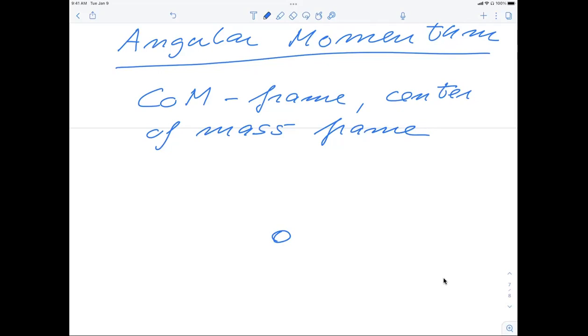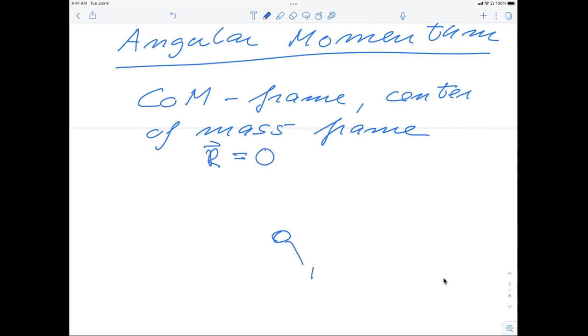You can always define everything in the center of mass frame. So what we're doing then, we simply put the center of mass coordinate to 0. That's just our new origin, and that's the center of mass frame. And that's going to simplify a lot of the numerics. So this means that we just define the center of mass R to be equal to 0.